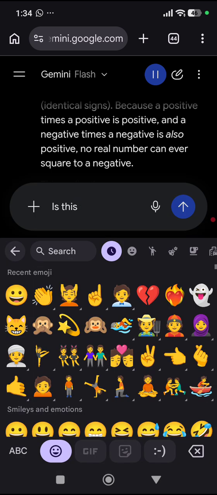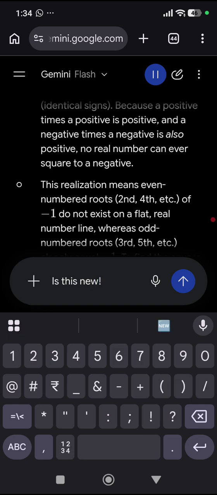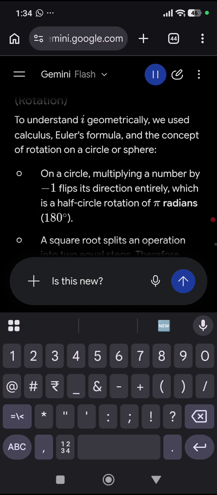To find the square root of -1, we must step into a new dimension using the imaginary unit, i. 2. The solution in radians, rotation. To understand i geometrically, we used calculus, Euler's formula, and the concept of rotation on a circle or sphere.